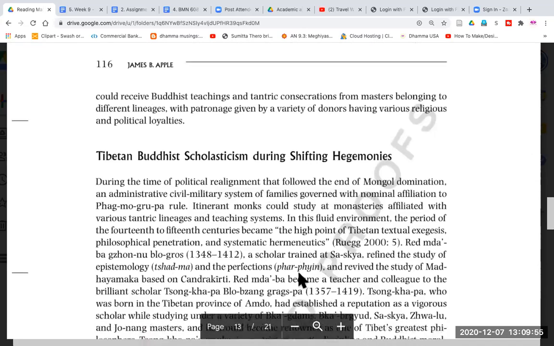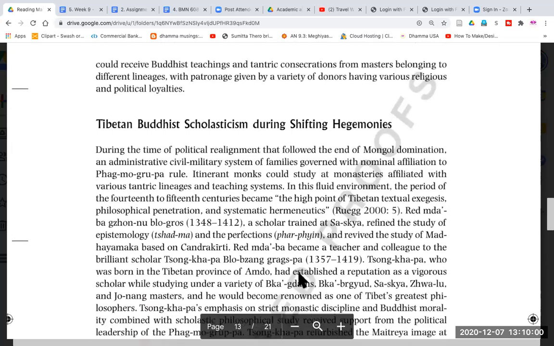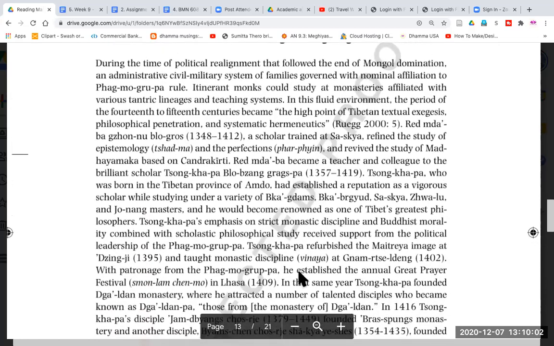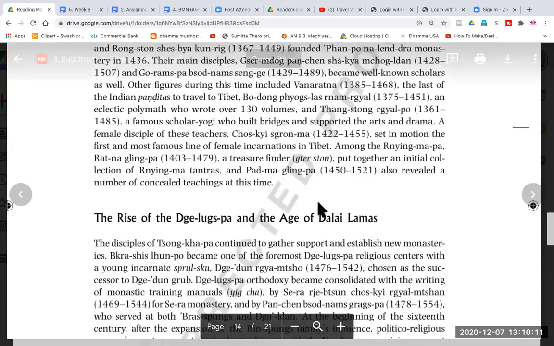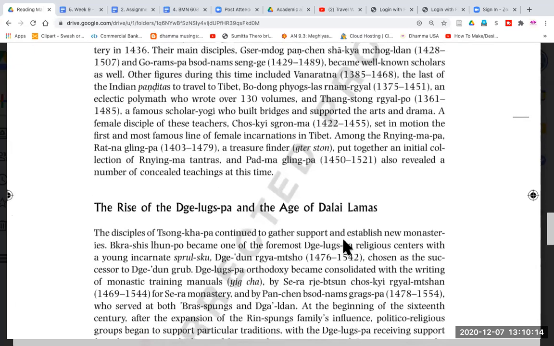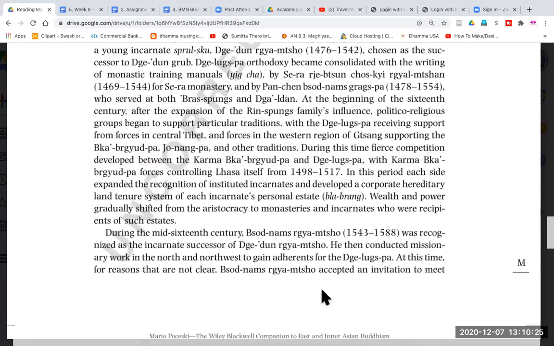And Tibet and Buddhism, Buddhist scholasticism during shifting hegemonies. So this is like 1300, 1400 impact. Okay, so this article will also give you some information. The rise of the Gelugpa and the age of Dalai Lamas. Do you remember the present Dalai Lama? What number is he?